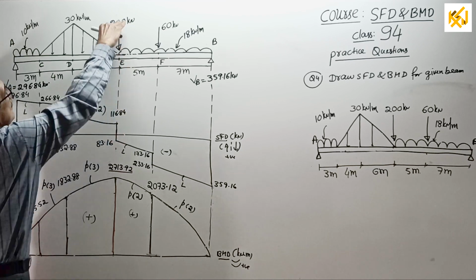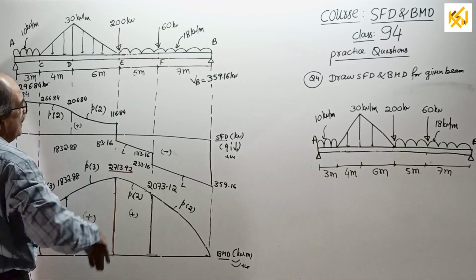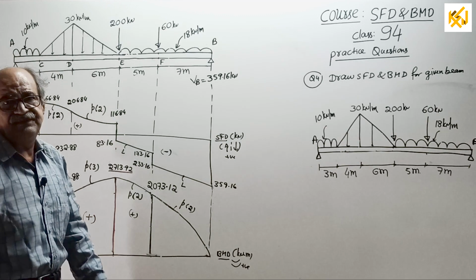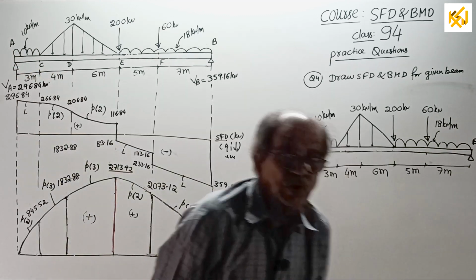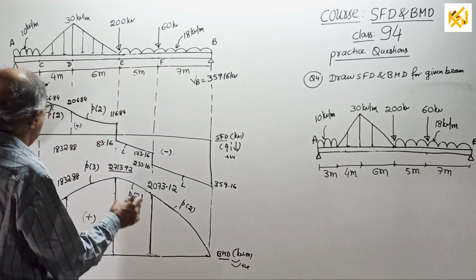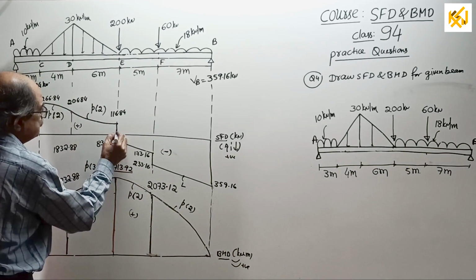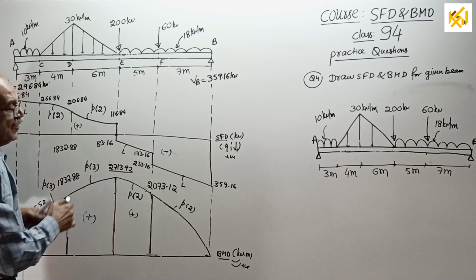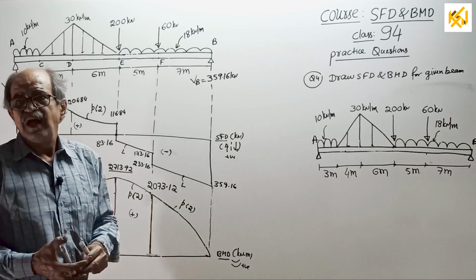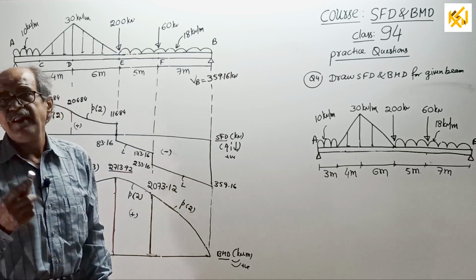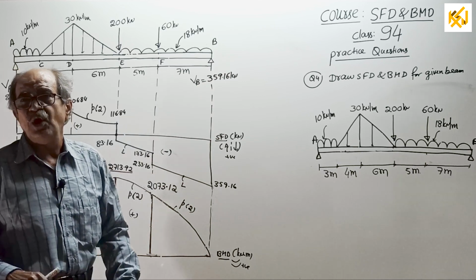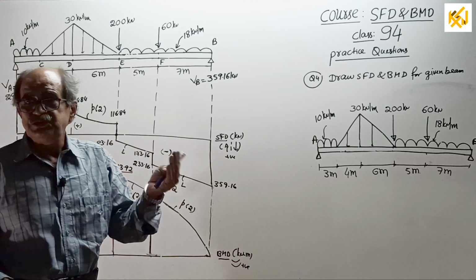Then down by 200, SFD will cross the baseline at this point. Therefore, this is the point which is going to be the point of maximum BM, this point. Anyway, while setting the question only, I set it that way. Later, most probably in class number 100, I will explain the beautiful concept of shearing force, just to left, just to right.